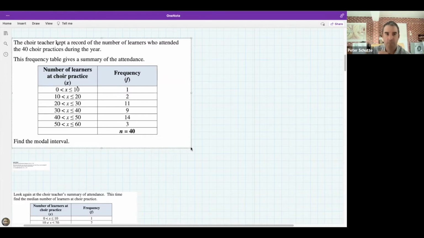And so just take a moment to even read through the data, guys. What is the question talking about? And then once you've done that, can you identify the modal interval? Okay, so I see Kevin has given us an answer. Who else has given us an answer?